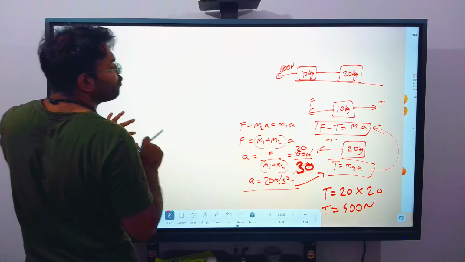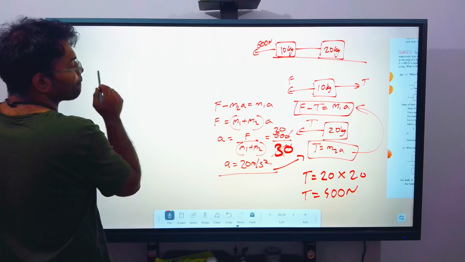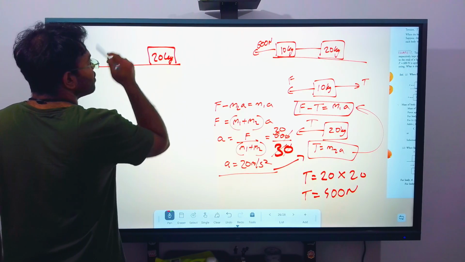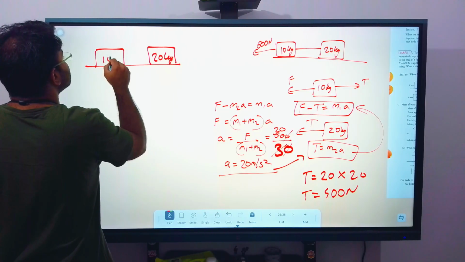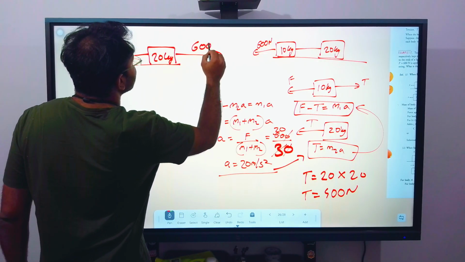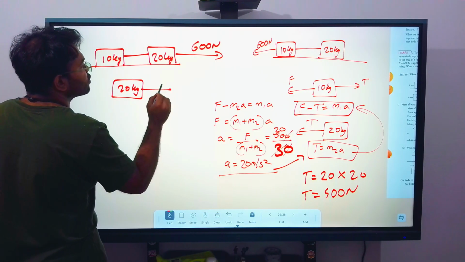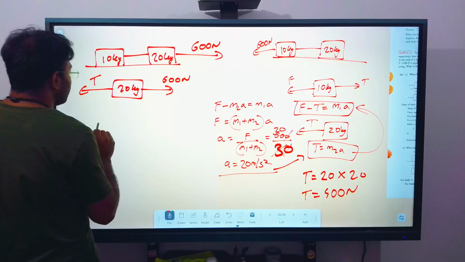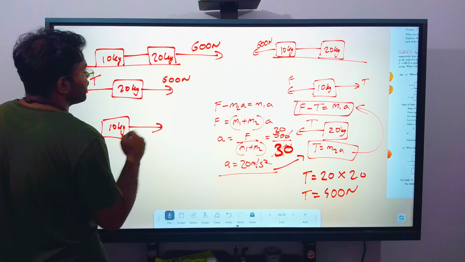Okay, so if the same force is being applied on the 20 kg load, what happens? So you have the 20 kgs here, you have the 10 kgs here, and the 600 newtons. So for the 20 kg load, now there are two forces acting. There is 600 newtons acting here, and there is tension acting here. On the 10 kg load, you have only tension acting here.